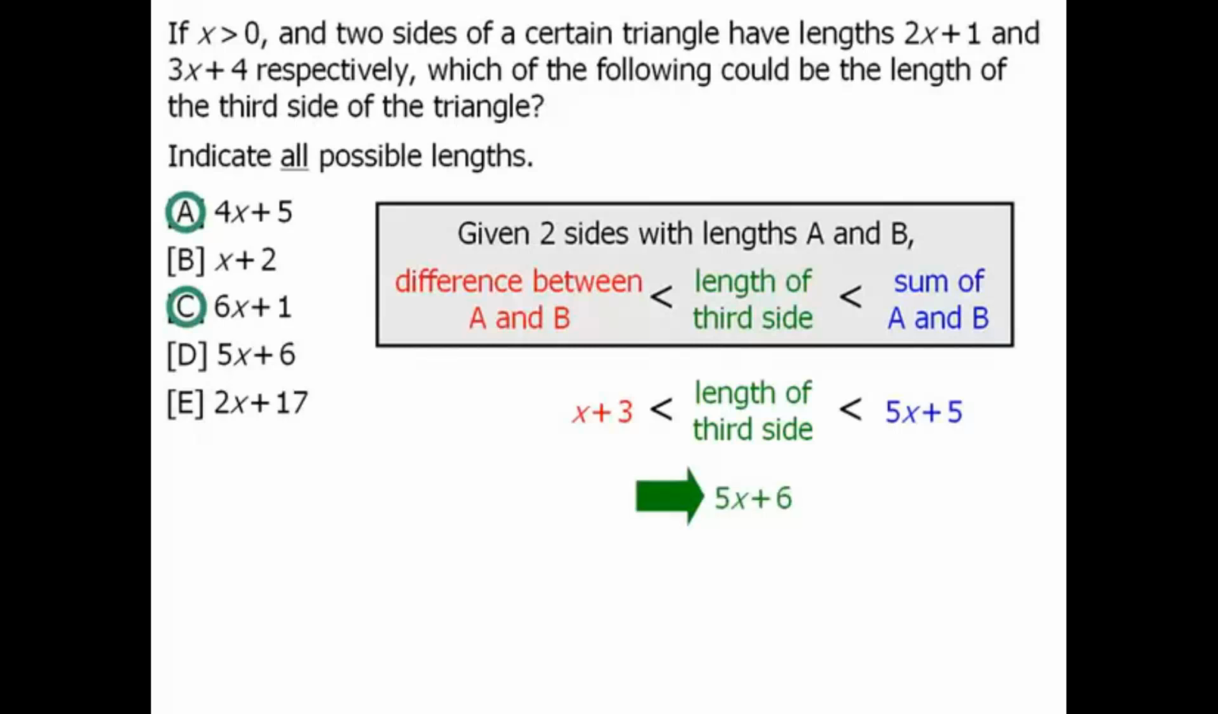What about answer choice D? Well, here we can clearly see that 5x plus 6 is definitely greater than 5x plus 5. So answer choice D does not fall within the right range.